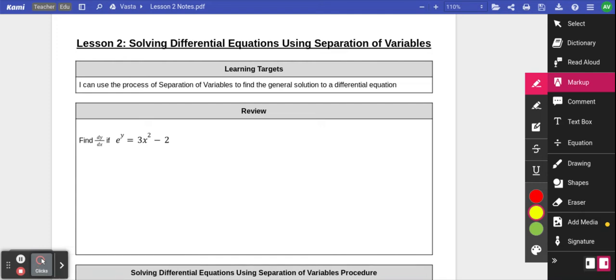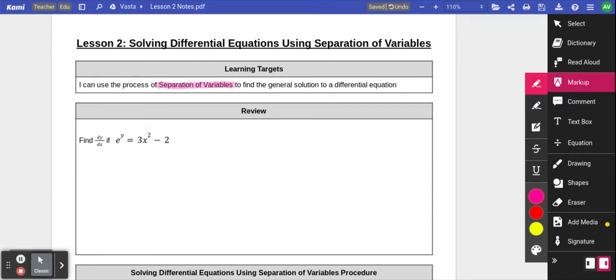Hi everybody. So in today's video, we are going to be going through lesson 2 from unit 7, which is all about solving differential equations using a technique called separation of variables. Now, let's start by going over the learning target. So our learning target for today is that we are going to use the process of separation of variables in order to solve a differential equation.